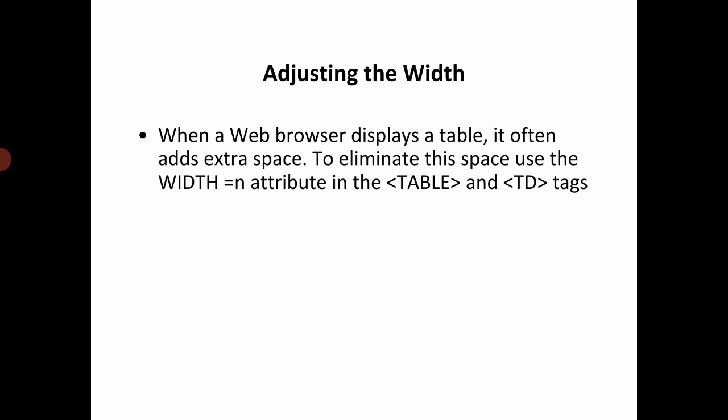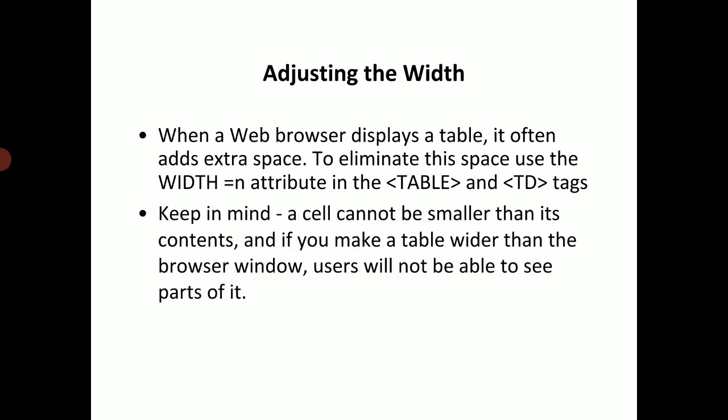Next, adjusting the width. Here we can adjust the width of the table by using the width attribute, that is we set width equal to n. n is in terms of what? Pixels. And this width can be used in the table tag and also in td tags. While using tables, we should note that a cell cannot be smaller than its contents, and if you make a table wider than the browser window, users will not be able to see parts of it.